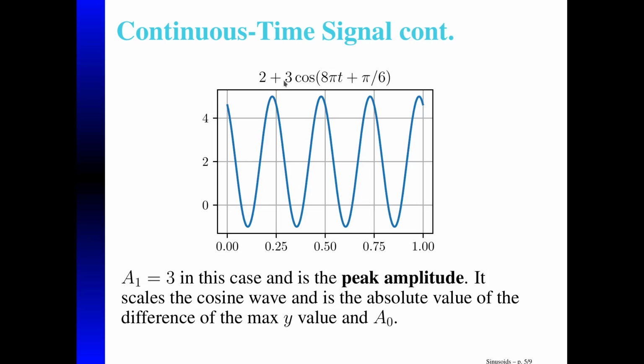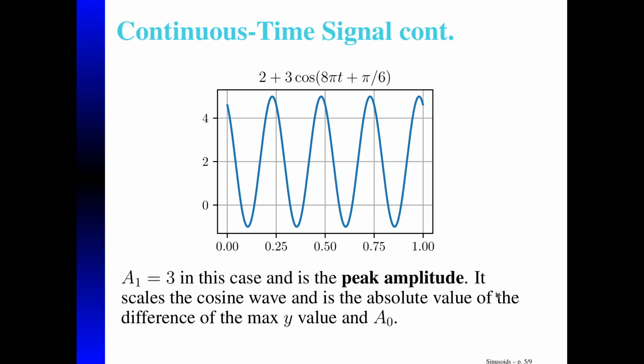a1 here is the 3 right here. That's typically referred to as the peak amplitude, and it is the scaling factor for the cosine. Remember that cosine cycles back and forth between 1 and minus 1 in terms of its values. This makes the cosine itself cycle back and forth between 3 and minus 3. And because we're adding the 2 to it, it shifts up, so it's going 3 above the 2 and 3 below the 2.